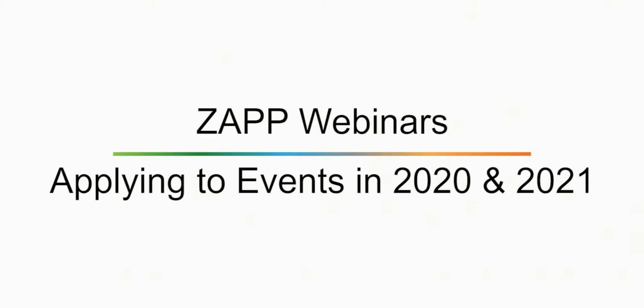This month's webinar is going to be about applying to 2021 events as an artist. And so we're going to spend most of our time on the artist side of ZAPP with a little bit of time spent on the admin side of ZAPP, finding the things that you might need to send them during your communications.